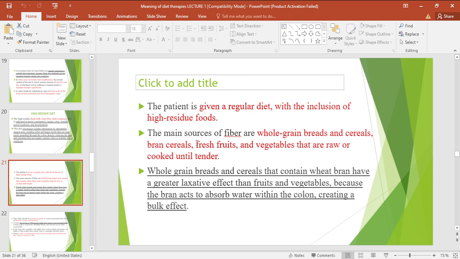The patient is usually given a regular diet with an inclusion of the high residue foods. And the main sources of fiber that you may include are the whole grain breads and cereals, bran cereals, fresh fruits and vegetables, which are raw or cooked until tender. Whole grain breads and cereals that contain wheat bran have a greater laxative effect than fruits and vegetables because the bran acts to absorb water within the colon, and this will create a bulk effect.